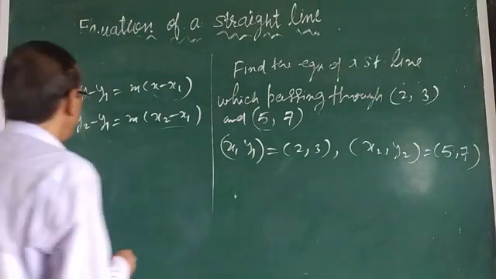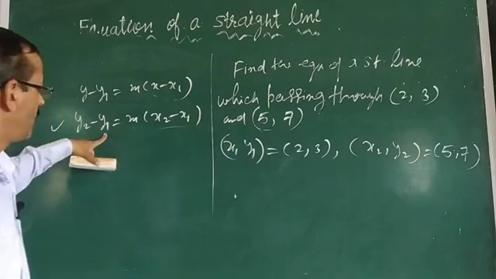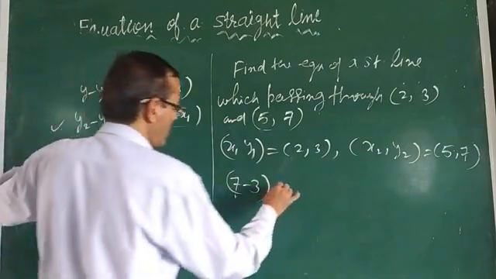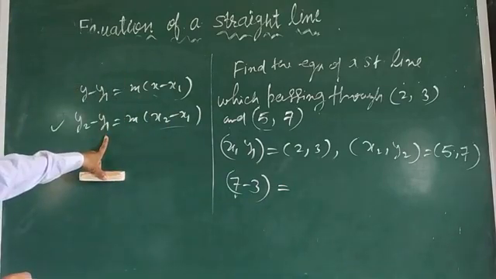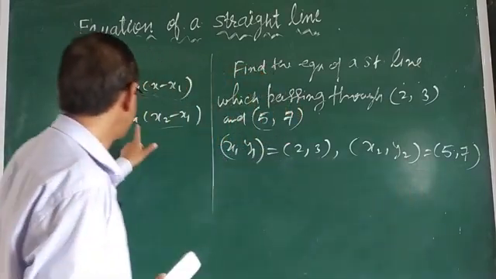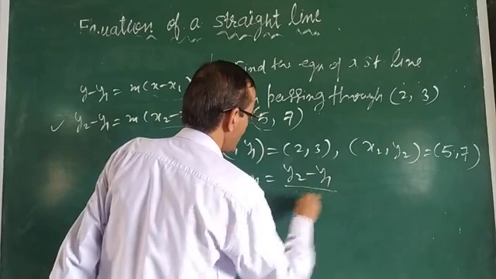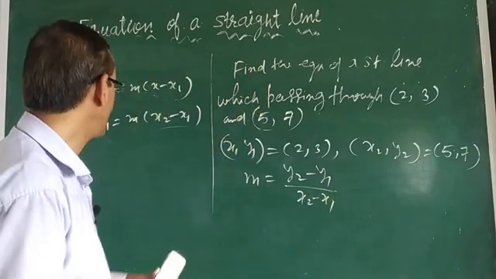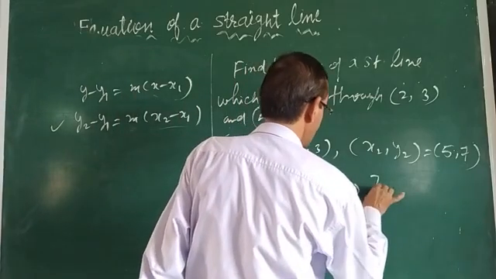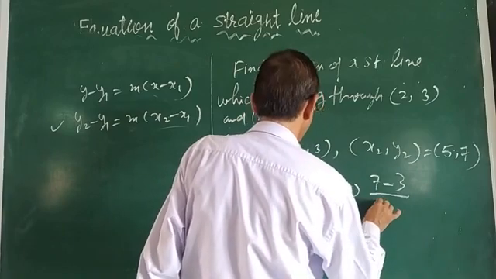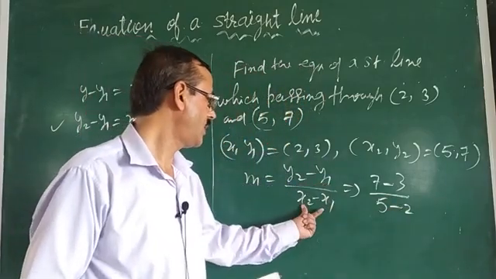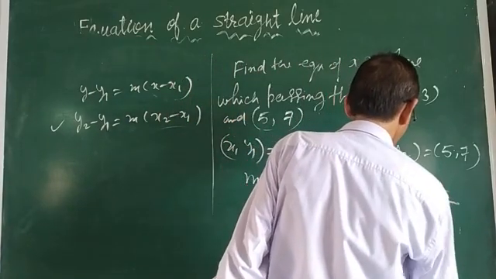So in this case you have to apply the third formula. Wait, we have to use these points to find the slope first. So the slope m is equal to y2 minus y1 upon x2 minus x1. To find m by using these points: y2 is 7, y1 is 3, x2 is 5 and x1 is 2. So 7 minus 3 upon 5 minus 2, that is 4 upon 3.